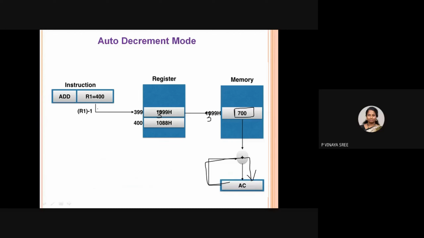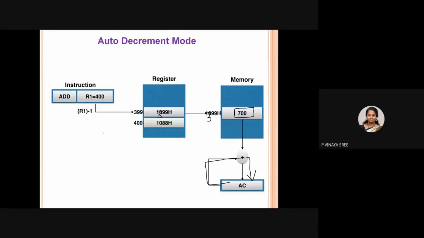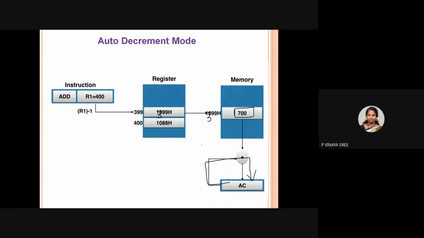So this is your auto decrement mode. Both auto increment and auto decrement will be used in stack operations, where once you have inserted any element, the top of the stack has to be incremented. In auto increment, first we do an access, then after accessing the operands from the memory, we increment. Whereas in decrement mode, first we decrement, then we access the operands from the memory. That is auto decrement mode.